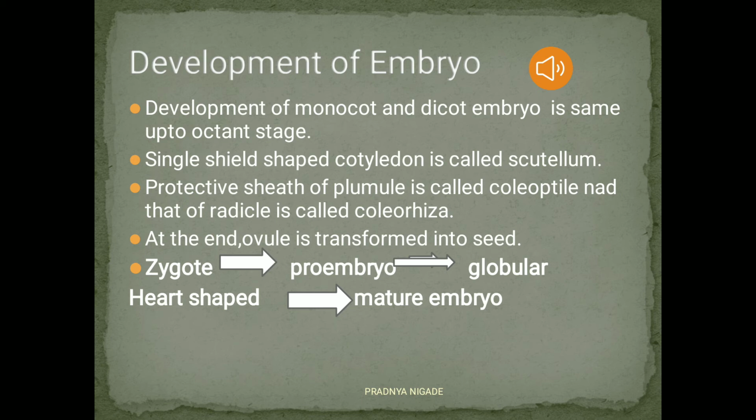Mono means single. The single shield-shaped cotyledon you can see in the diagram is known as scutellum. The protective sheath of plumule is called coleoptile. And the protective sheath of the radicle is known as coleorhiza. Finally, ovule is transformed into the seed and ovary into the fruit.